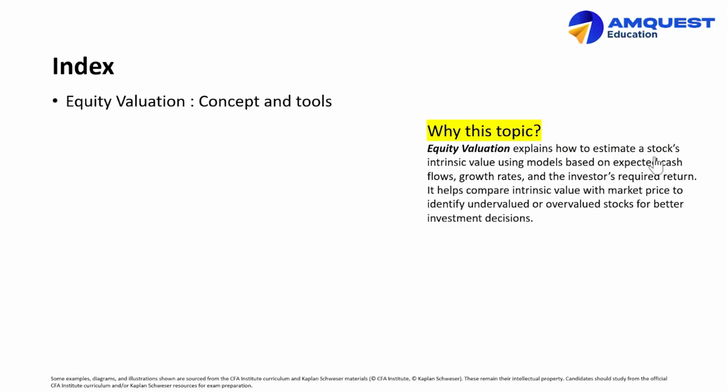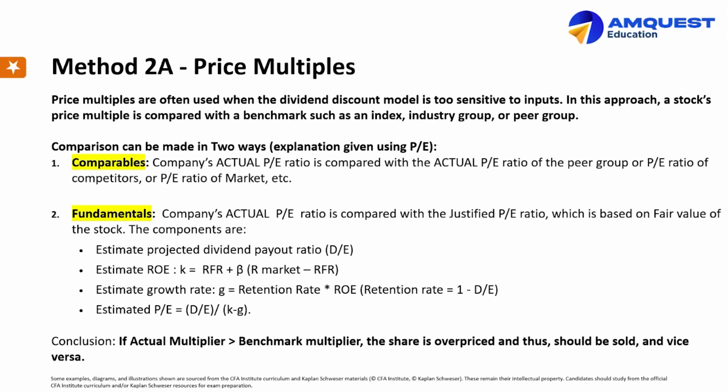In this chapter, again, we are going to see the different methods of valuation. We have already seen the dividend discount model. So valuation helps us to calculate the intrinsic value, and for that we need various kinds of assumptions. So now we will be seeing the multiple based approach. This is the second method of valuation. The first method was discounted cash flows. So price multiples are often used when the dividend discount model is too sensitive to the inputs.